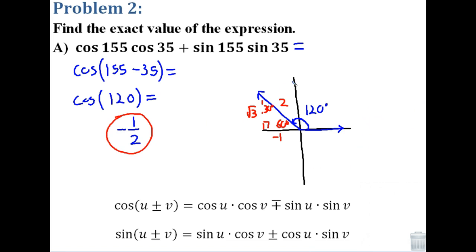So my answer here is negative 1 over 2. Again, a little review from something we did months ago. But the idea here is to take this complicated expression, use our sum and difference identities to write it down into something simpler, something we know how to evaluate, and then just evaluate that. That's part A. Once again, pause the video, work through part B, and then hit play to get an explanation or to check your answer.